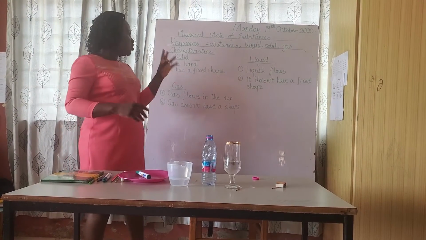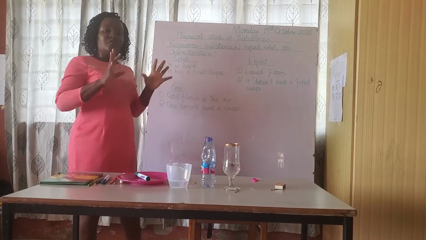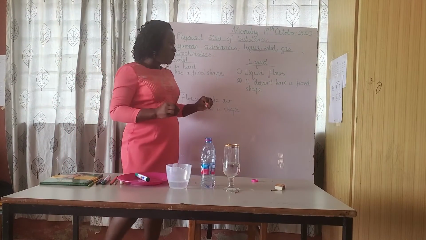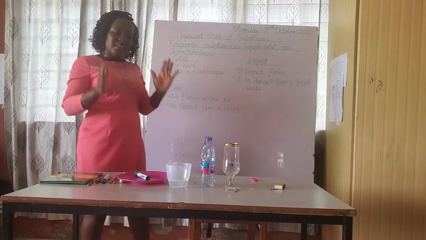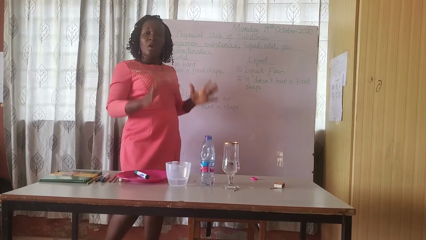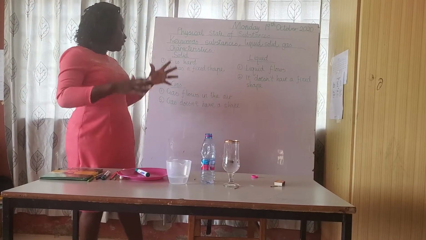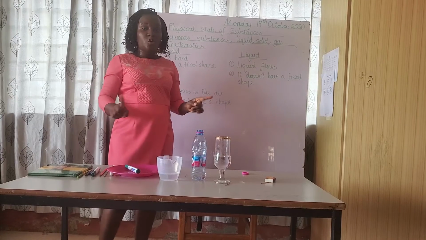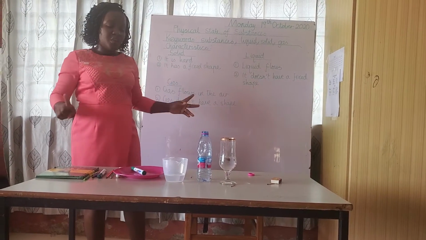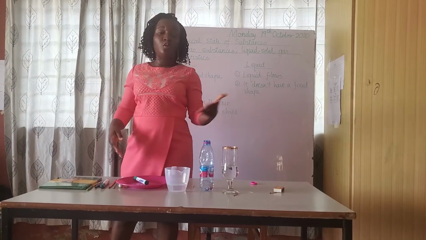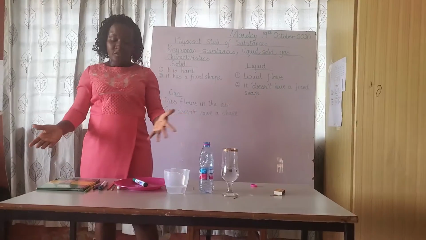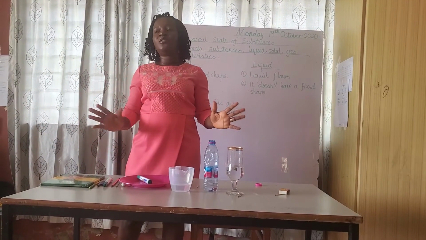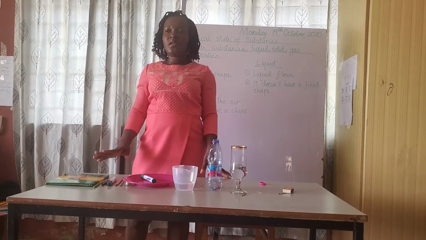Solid is hard, it also has a fixed shape. Liquid flows, it doesn't have a fixed shape. It takes the shape of the container in which it is put. Gas flows in the air, but it doesn't have any shape at all. We have looked at examples of substances. I've showed you a few examples, not a lot of them.